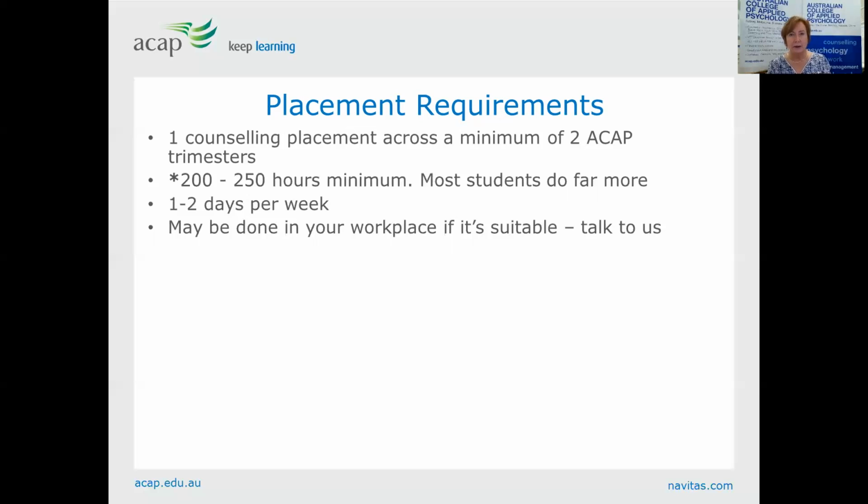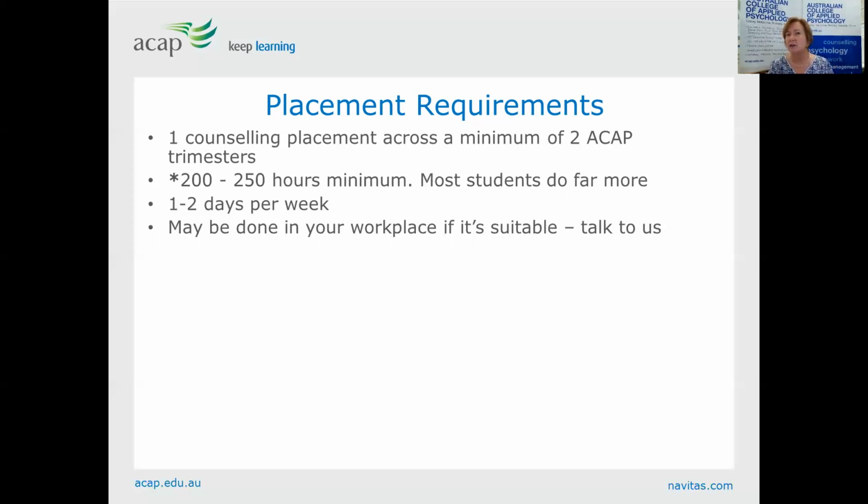Okay, you can do your placement in your workplace provided that it's a suitable workplace, okay? That means you need to be able to do counselling there. Some workplaces already have counselling services. Those ones are really easy. Others are in the welfare or community services or related industries. Maybe you're doing casework or something like that.